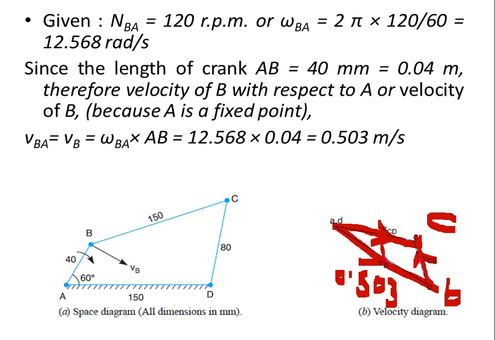Sir, A to B, how to draw the line? A to B is 0.503, the value is known to you. Sir, the angle? Perpendicular to link AB, I told you, no. Direction I showed you in this figure. See the figure. AB is 60 degree. So what will be the angle of velocity for B? It will be 60 degree plus 90 degree. So the angle will be in this format. If you take from this direction, it is 60 plus 90, so almost 150 degree angle.